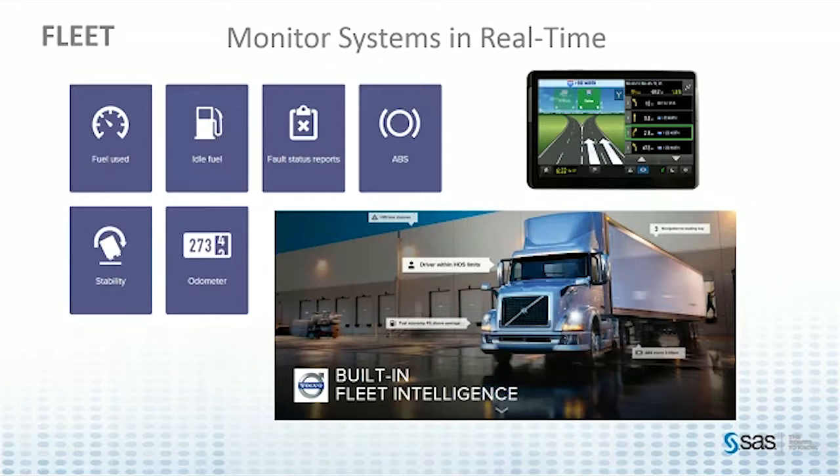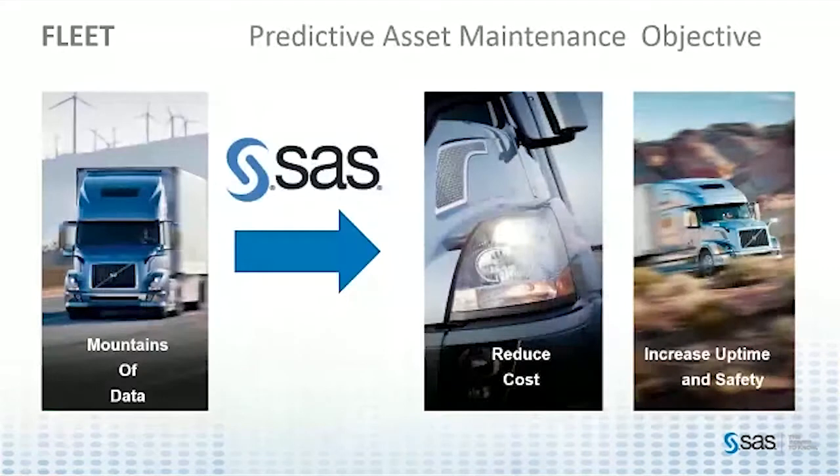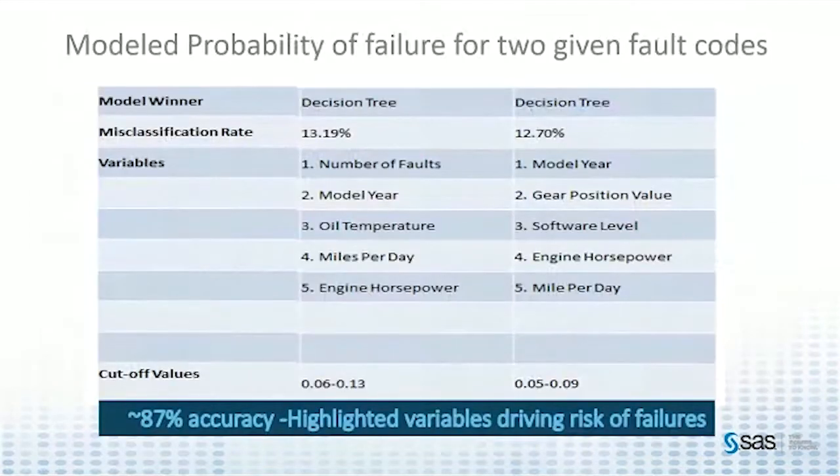And the whole purpose of this is around asset predictive maintenance, or predictive asset maintenance, or asset performance analytics. You'll hear a lot of different terms used for this, and a lot of people will give a lot of examples, but the core idea is that we've got mountains of data sitting in that vehicle. We need to reduce cost, and we want to increase the uptime and safety of the vehicle. So how do we do that with analytics? Well, one way is we take the information and we run it through our analytic models.